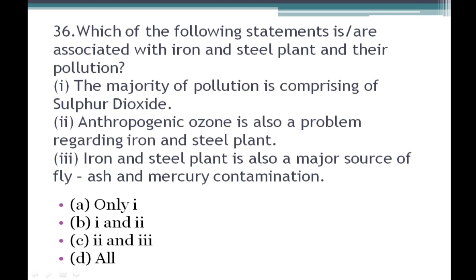Question number 36. Which of the following statements is or are associated with iron and steel plant and their pollution? Number 1. The majority of pollution comprises sulphur dioxide. Number 2. Anthropogenic ozone is also a problem regarding iron and steel plant. Number 3. Iron and steel plant is also a major source of fly ash and mercury contamination. So the correct option is option B, that is 1 and 2. See, statement 3 states that iron and steel plant is also a major source of fly ash. No. Fly ash mainly comes from thermal power plants, not the iron and steel plants.